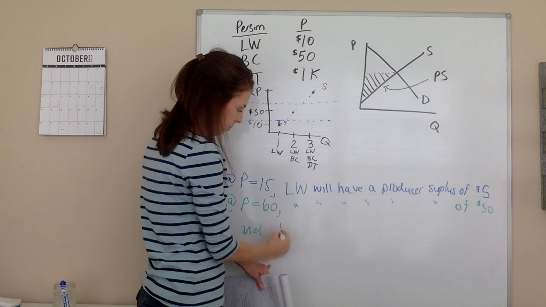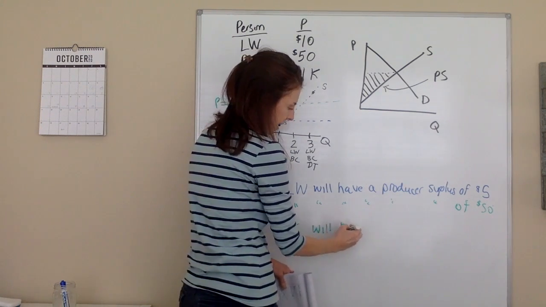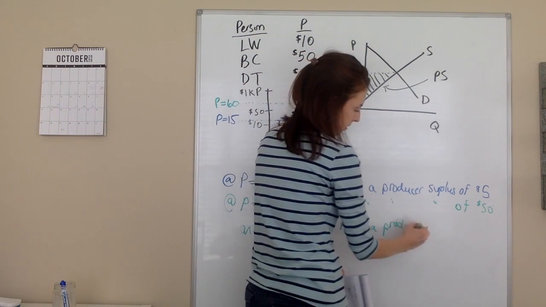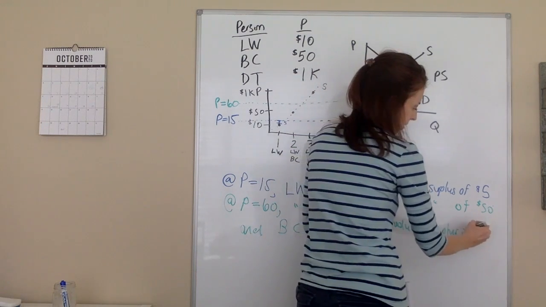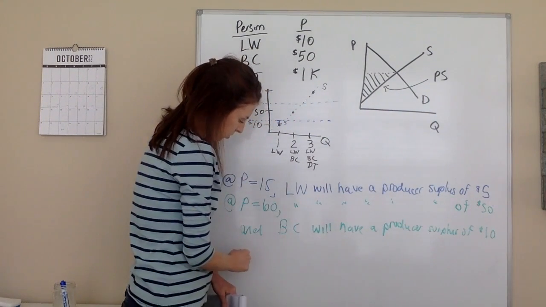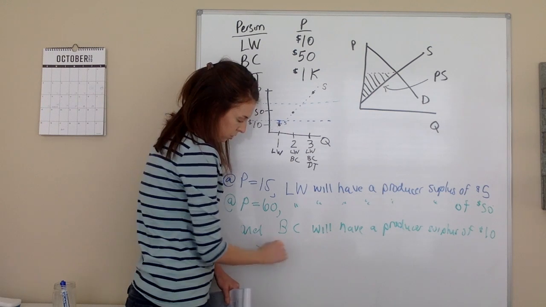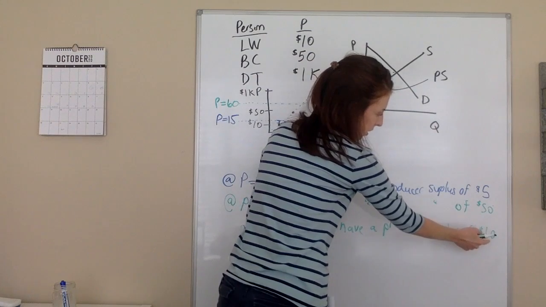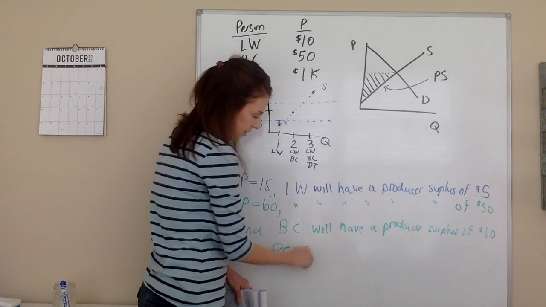And Bob Caslin will have a producer surplus of $10. So overall, the total producer surplus is equal to my 50 plus Bob's 10, which is 60.